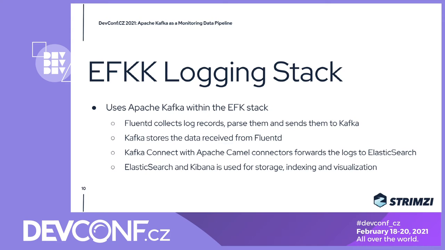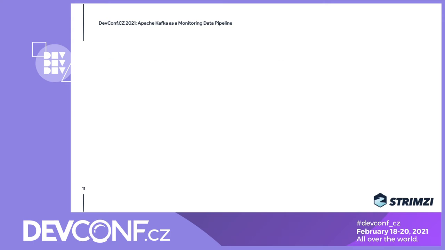So what we will really look into in this talk, and what I will show in the demo, is something you can call an AFKK stack, where we basically put Kafka into the middle of the AFK stack. And it will work very similarly. Fluentd will collect the records and send them to Kafka. Kafka will store them, and it will use Kafka Connect, which is Kafka's integration framework, together with some connectors provided by the Apache Camel project, and forward the logs to Elasticsearch. And then, as in the original stack, Kibana can be used to connect to Elasticsearch and look through the logs.